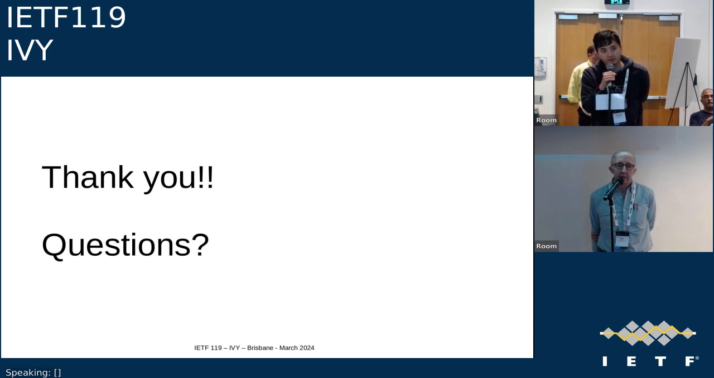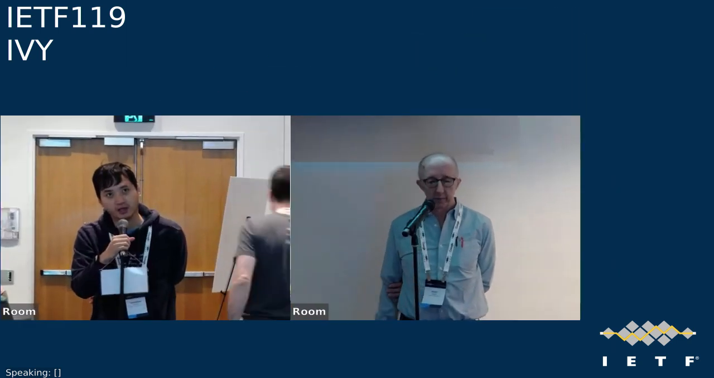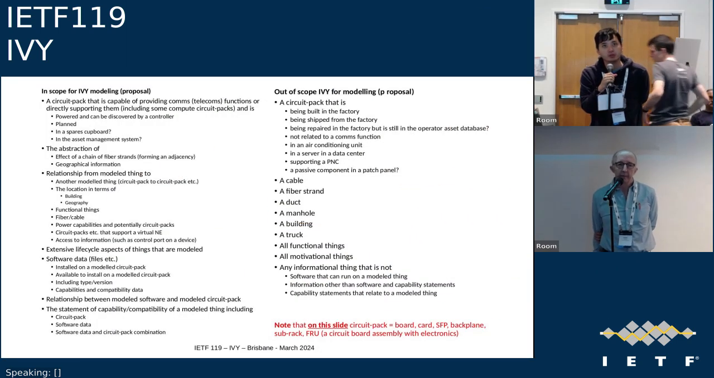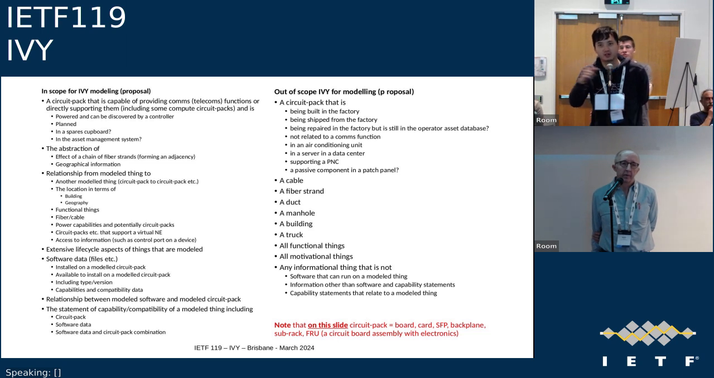Actually, two clarification questions. If you come back to two pages before, the proposal with in and out of scope. Yeah, this one. I'm trying to understand what it means by out of scope of IV. Does it mean we would recommend not to do the augmentation on the IV models for the things in the right hand column?